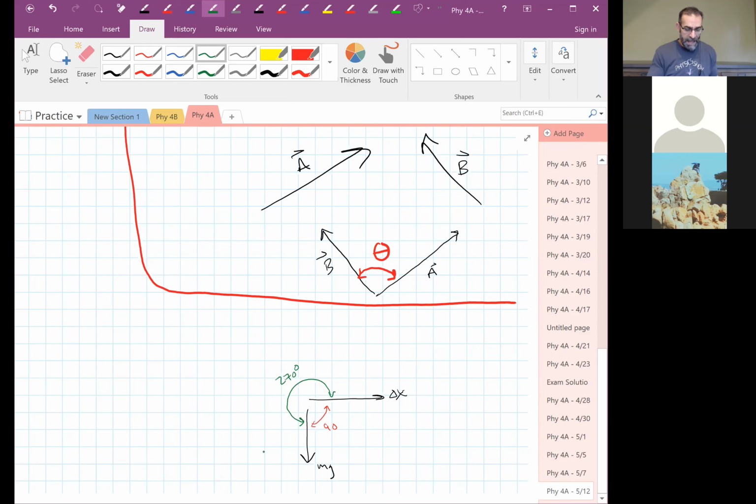So from a math perspective, it's the same thing, right? It doesn't matter. But from picturing what's going on and seeing the physics and understanding what the force is doing, I think always pick the angle that's less than 180. Okay? I think that might have been the question.